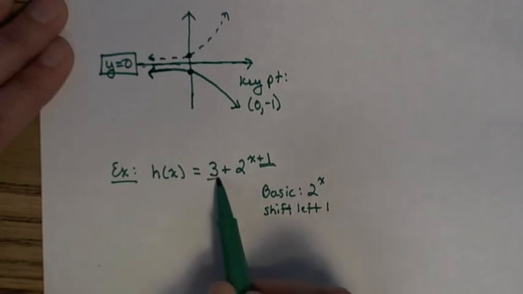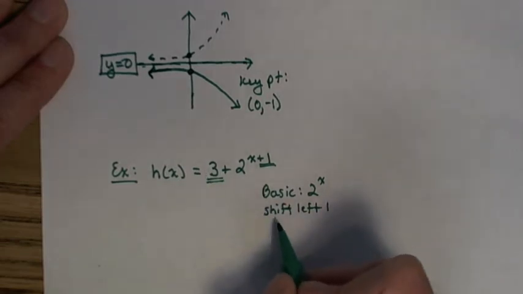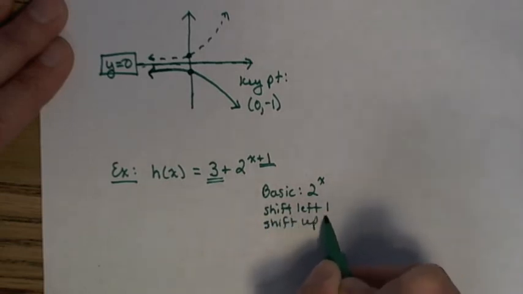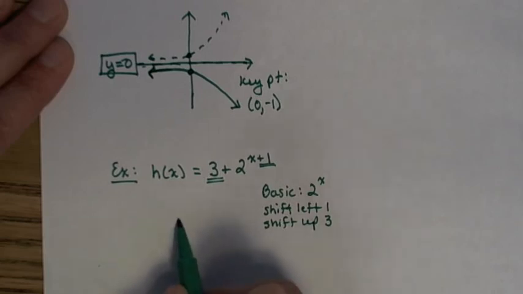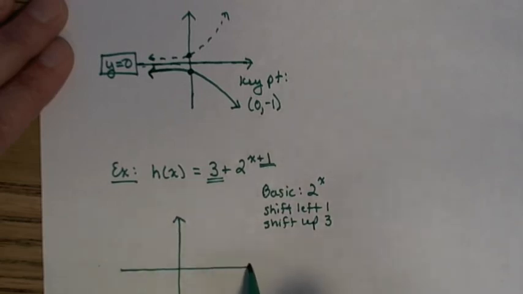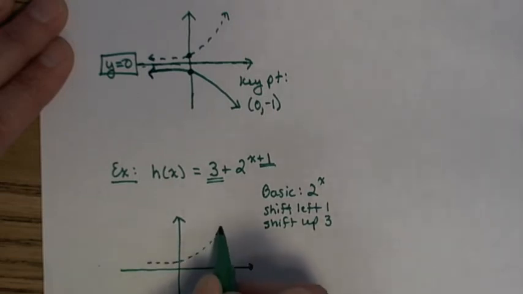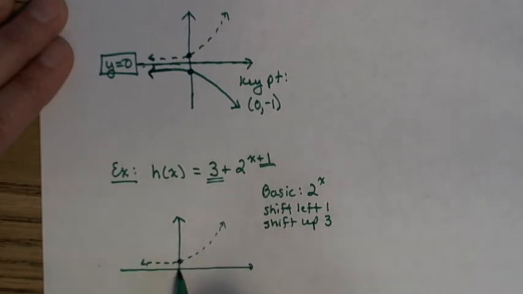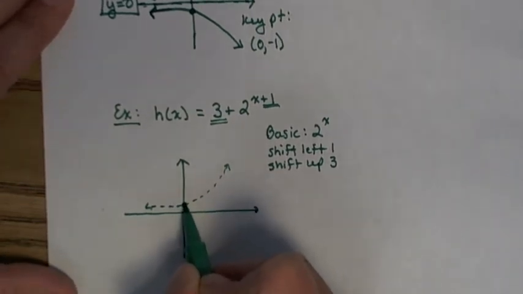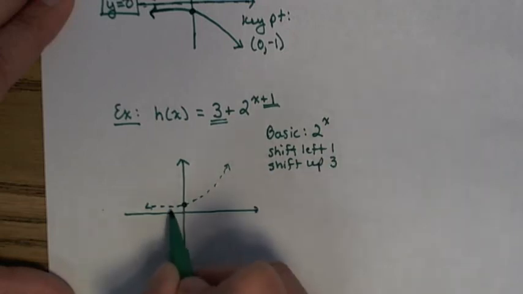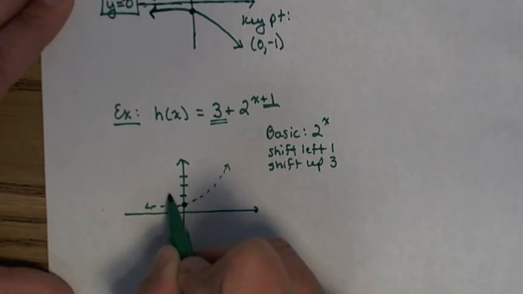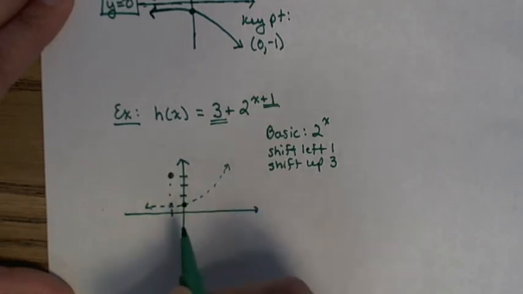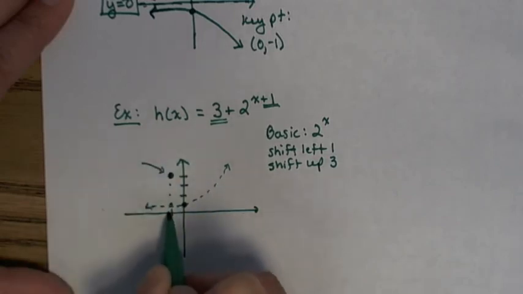Okay, the other thing we have is this 3. Well, this is a positive 3, so it's going to shift up 3 units. Now the plus in here tells me there's not going to be any reflections, so I can go ahead and sketch my graph. So let's see, my basic shape is right here. It has a y-intercept and key point of 0, 1, but now we're going to pay attention to where that point is going to end up. Well, it's going to move left 1, so I move left 1, and it's going to move up 3. So I go left 1, up 3, and my new key point is going to be right here at -1, 4.